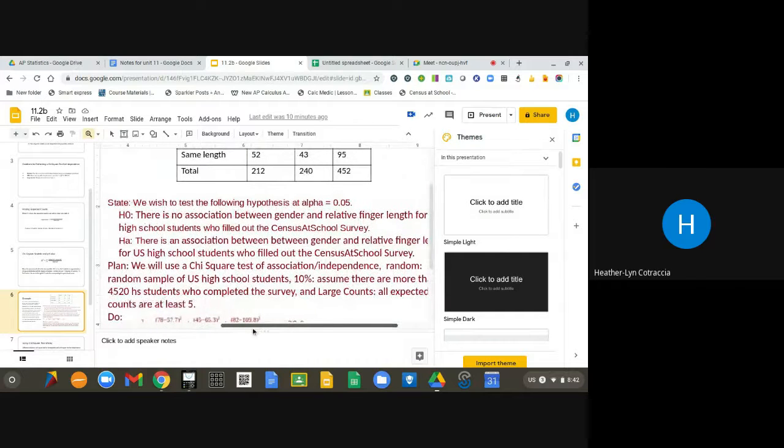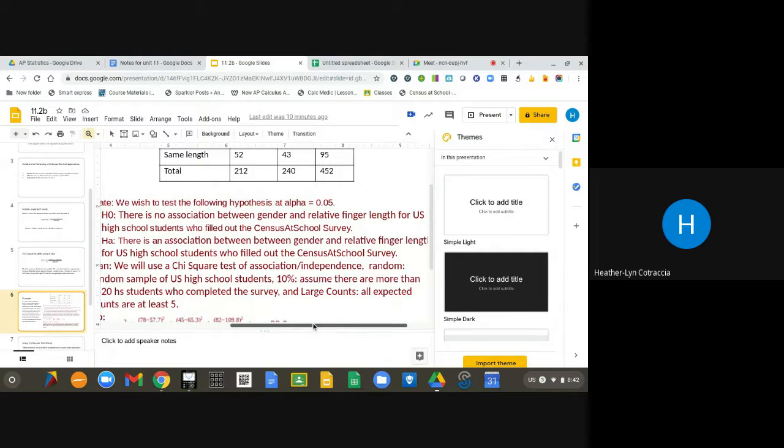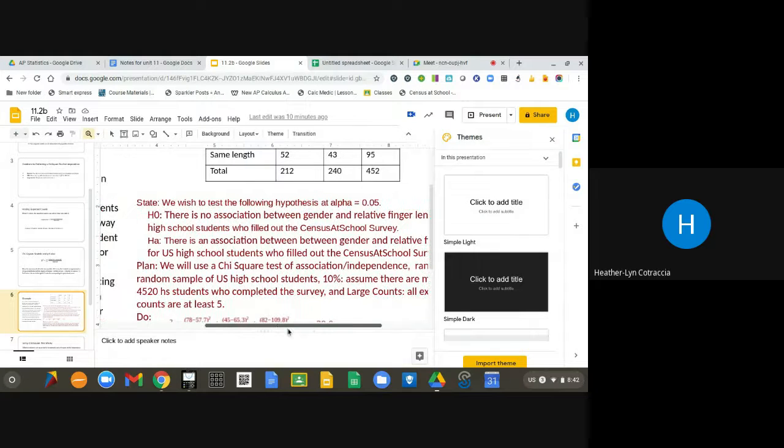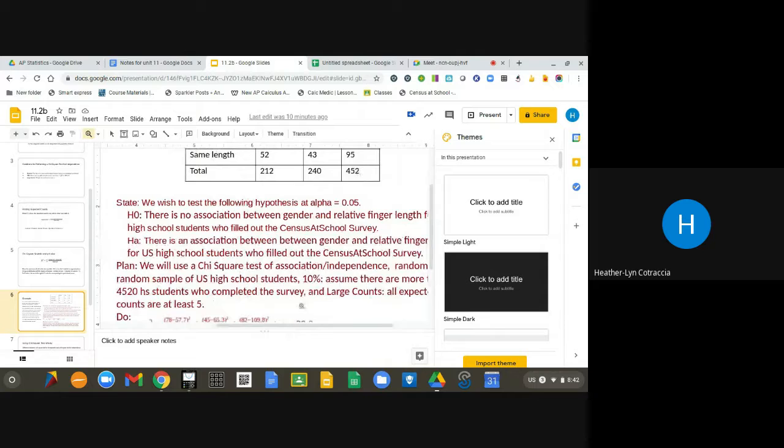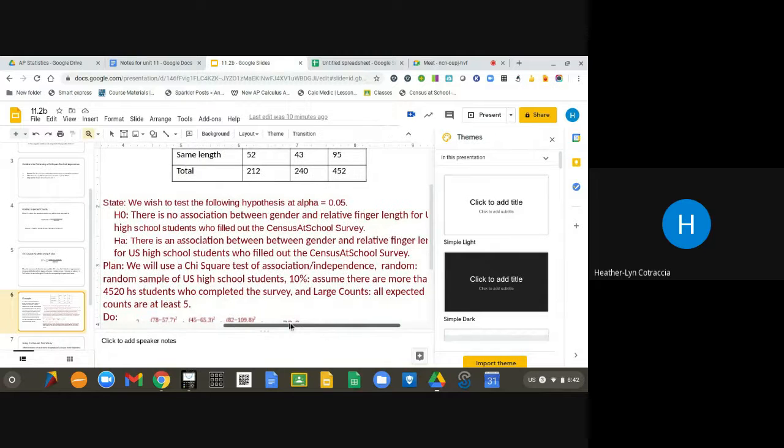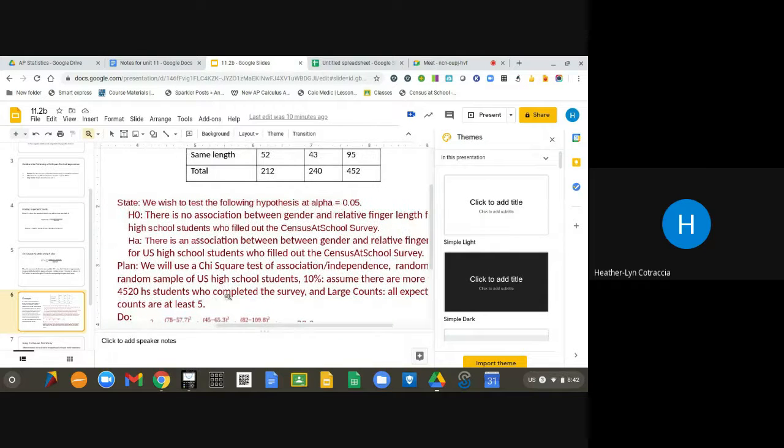Okay, so there's that. Plan: we will use a chi-square test for association independence. I already showed you where to find that. Random: we had a random sample of U.S. high school students. 10%: assume that there's more than 4,520 high school students. Again, I got that by taking the total here, multiplying it by 10, who completed the survey. And large counts: all expected counts are at least 5. Okay, so you're like, well, are they? We didn't check that yet.